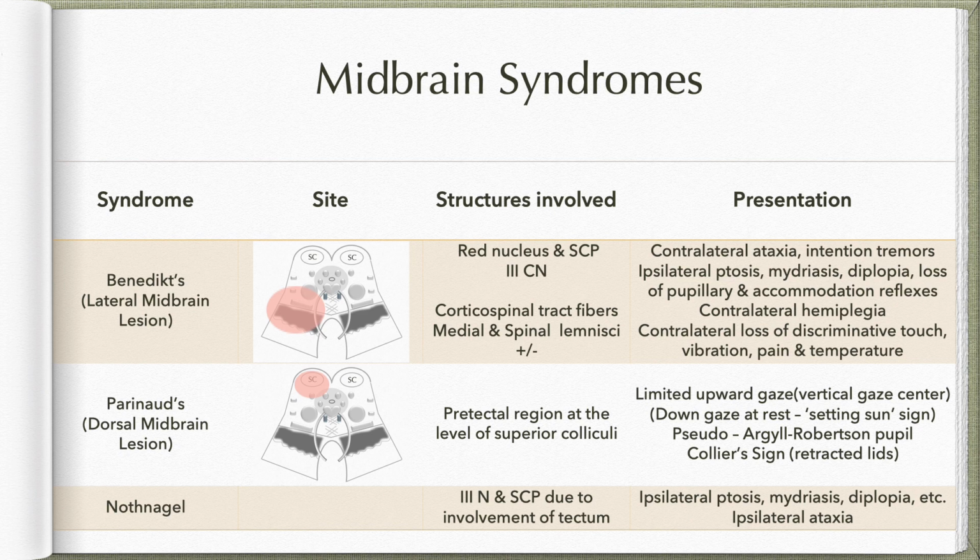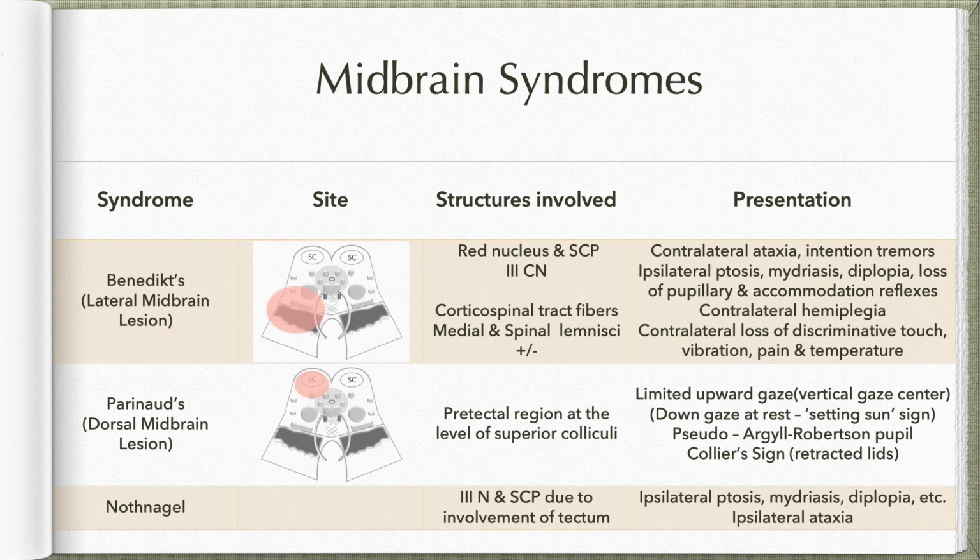And the patient will show pseudo Argyll-Robertson pupil, that is, Argyll-Robertson pupil has a feature of presence of convergence reflex but absence of pupillary light reflex. But in this case, although the convergence reflex will be present, the pupillary reflex will not be completely absent, but it will be mildly constricting pupil. So that's a pseudo Argyll-Robertson pupil. And patient will show Collier's sign. When he is asked to look up, the eyelids will be retracted. So that's a Collier's sign. So these are the features of Parinaud's syndrome, otherwise known as dorsal midbrain lesion.